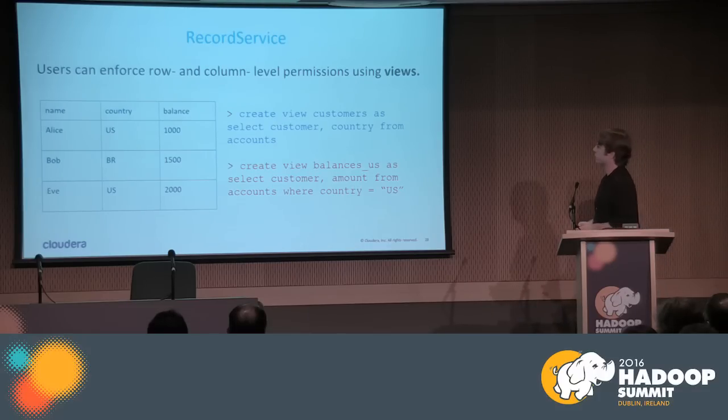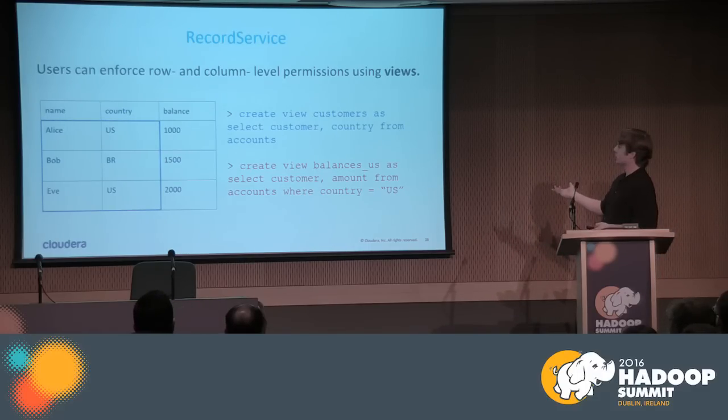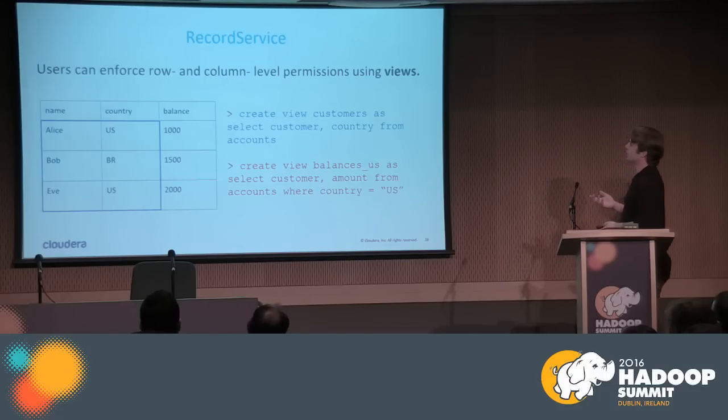So what am I talking about when I talk about row-level and column-level permissions? One way of doing that, for example, is with views. Looking at our previous table, let's say that you want to create a view customers where you're only allowed to see the customer name and the country the customer is from.